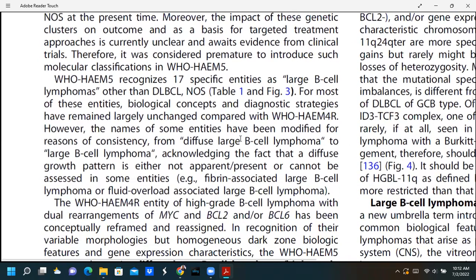WHO Heme5 recognizes 17 subspecific entities as large B cell lymphoma other than DLBCL NOS. So that's in table 1 and figure 3. For most of these entities, biological concept and diagnostic strategies have remained largely unchanged compared with 4R. However, the names of some entities have been modified for reasons of consistency, from DLBCL to large B cell lymphoma, acknowledging the fact that a diffuse growth pattern is either not apparent or cannot be assessed in some entities, for example in fibrin-associated large B-cell lymphoma or fluid overload associated.